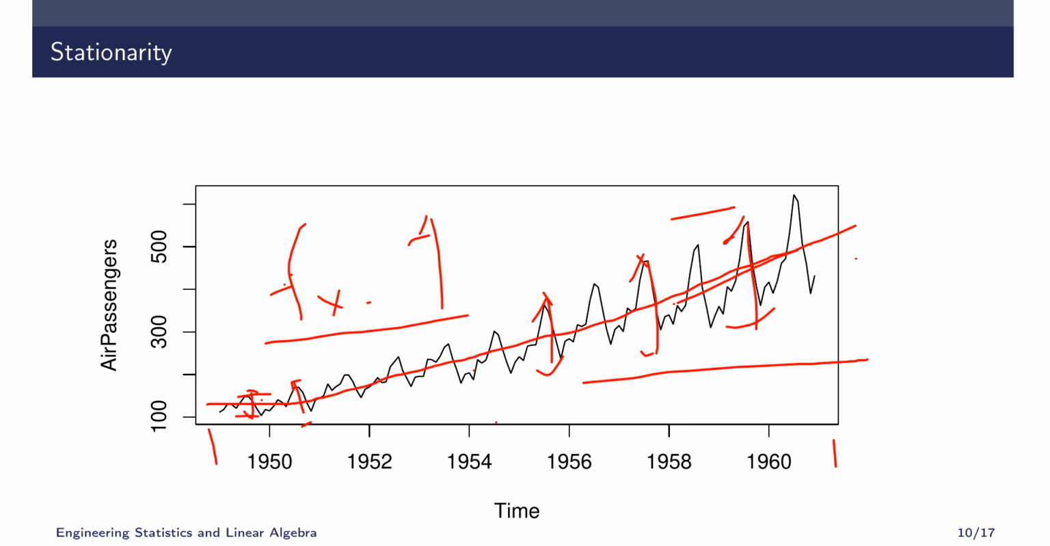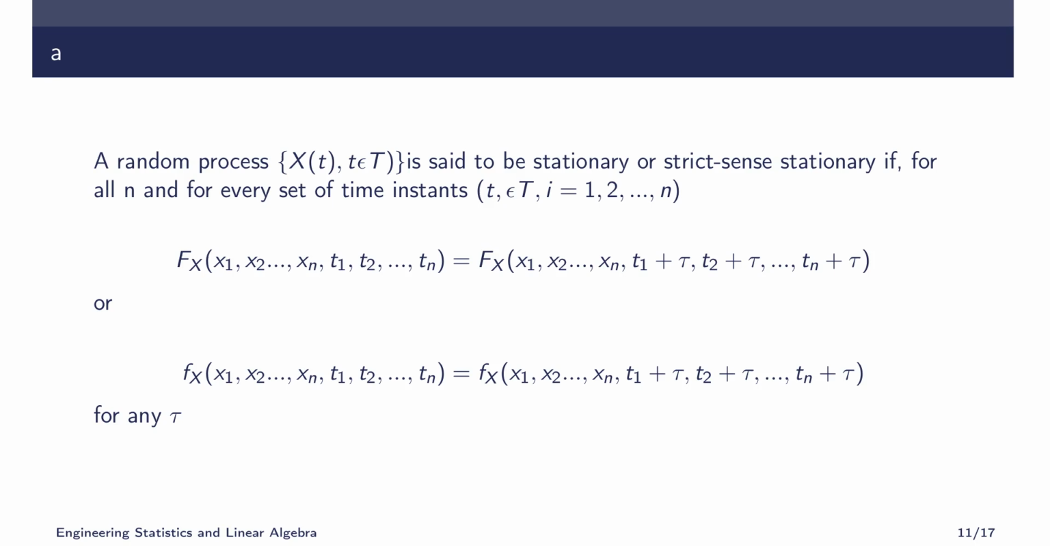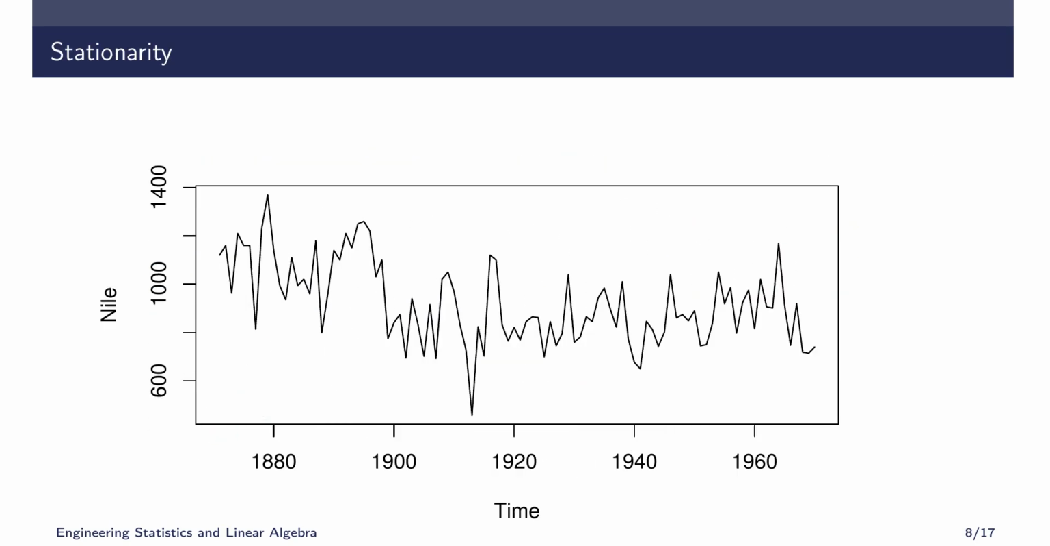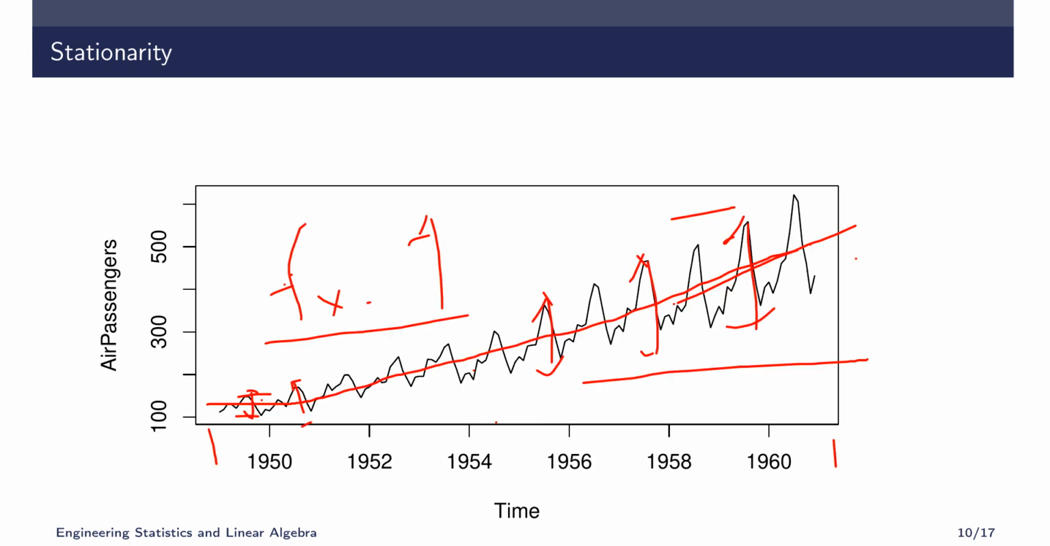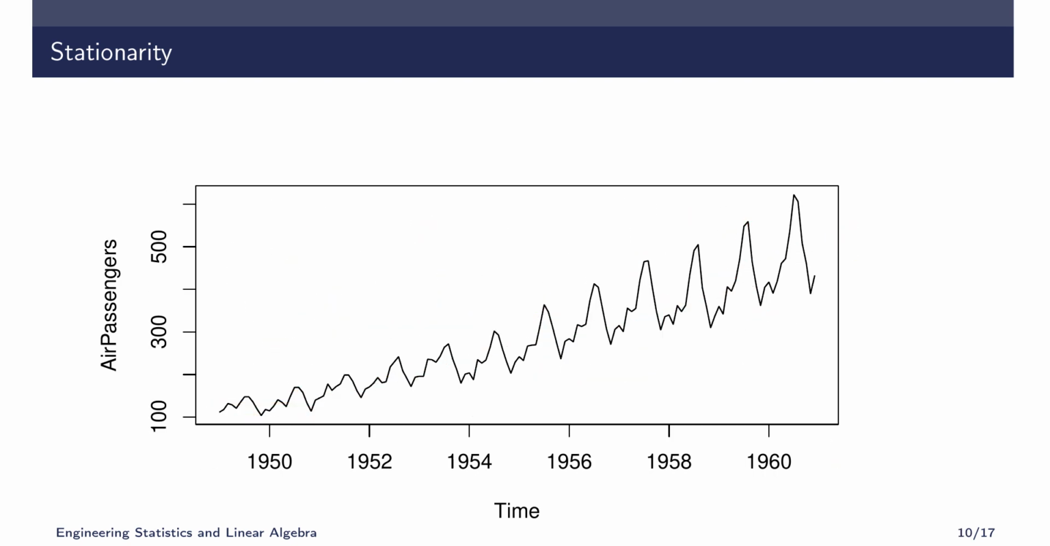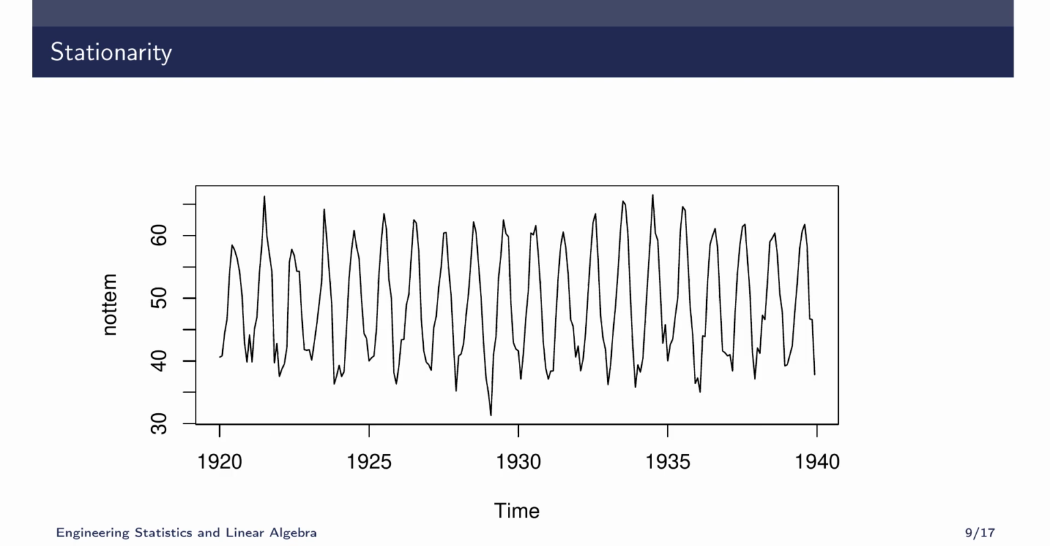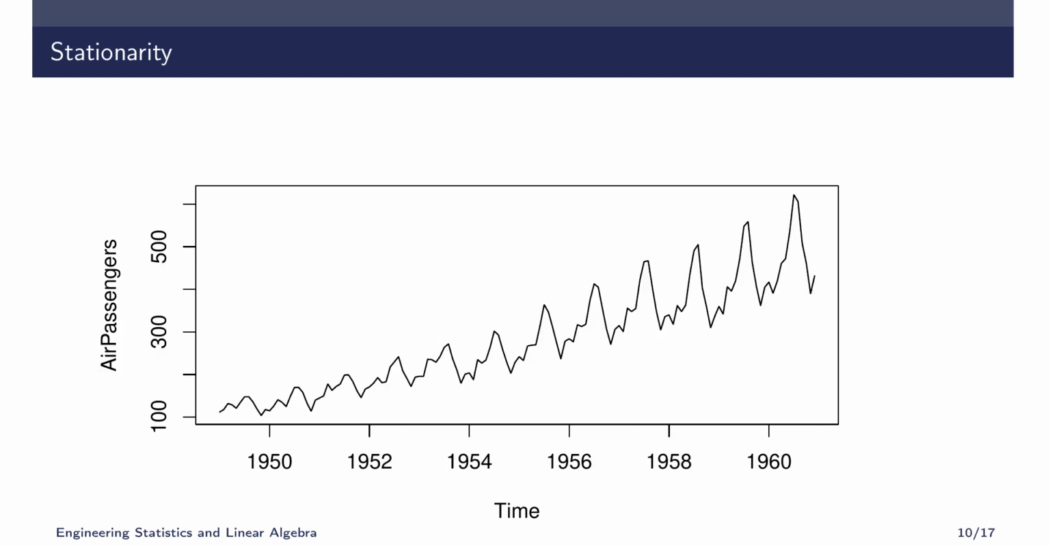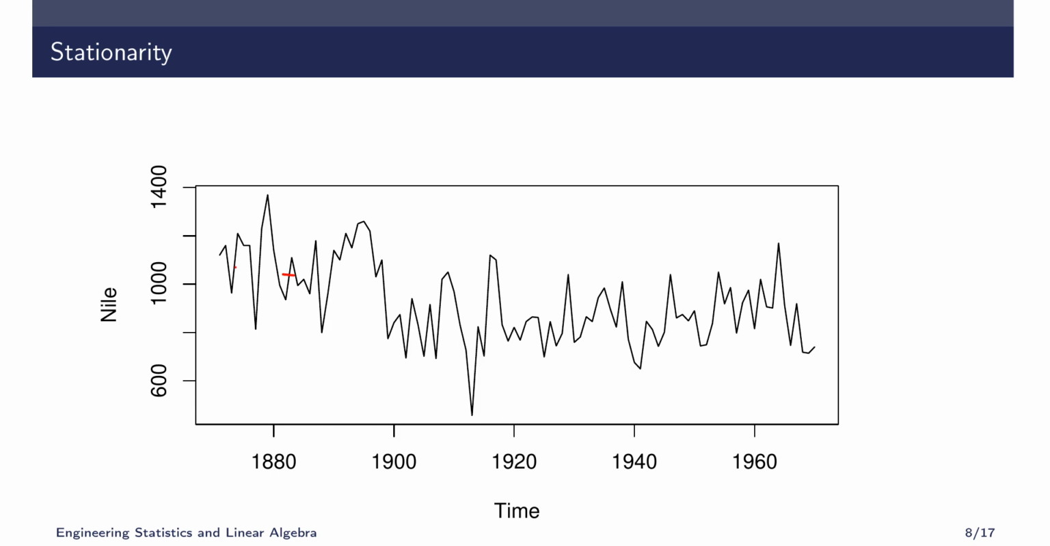Now, understanding these graphs, we can define a stationary process. Among these three graphs, which is more likely to be stationary? This one is for the flow, this is for the temperature, and this is for the air passengers. If you can see, the mean almost remained and the variance almost remained in the first. So this process is almost stationary. This is not completely stationary, but almost stationary.